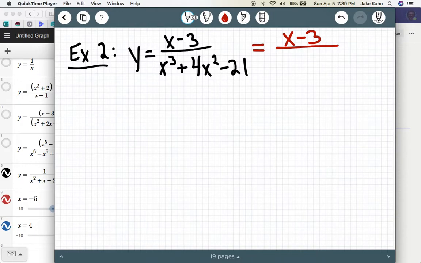Oh, and I made a mistake when I wrote this problem down. Please make sure you change this, okay, you guys? Please make sure you change that to an x. So it should read x cubed plus 4x squared minus 21x. Okay. So I'm going to factor the bottom. I'm going to do this off to the side real quick.